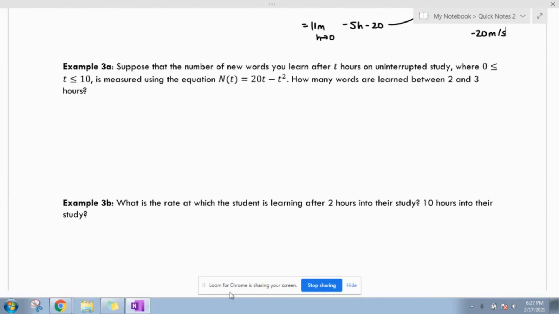All right, let's take a look at our next example. For the next example, it says, suppose the number of new words you learn after T hours of uninterrupted study, where T is between 0 and 10 inclusive, is measured using the equation n of T equals 20T minus T squared. How many words are learned between 2 and 3 hours?